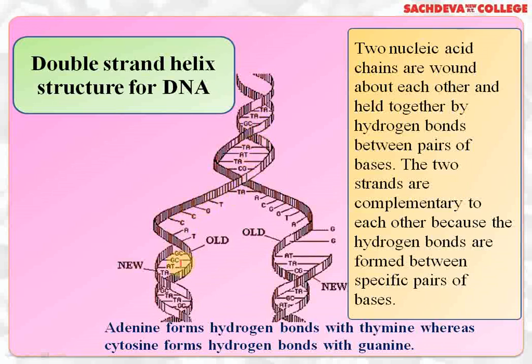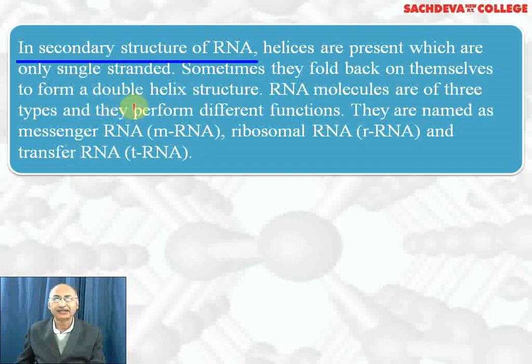And this also shows replication. From the old RNA, we are getting new RNA. So RNA is able to replicate itself, and this diagram also shows replication or duplication of DNA. In secondary structure of RNA, helix are present which are only single strand. RNA has single strand structure. Sometimes they fold back on themselves to form double helix structure.